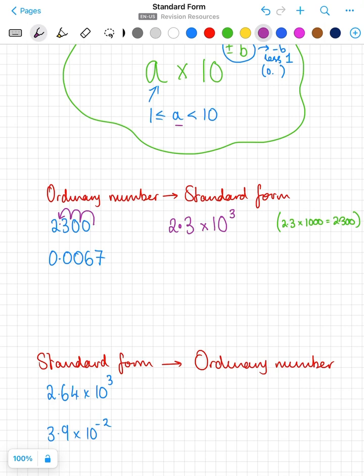Now, what about if we've got a number less than 1? Again, we start with where we need to put our decimal. 6.7. Now, this number is less than 1, which means it's going to be a negative power. How many jumps did we need to do? 1, 2, 3. That's to the power of minus 3.